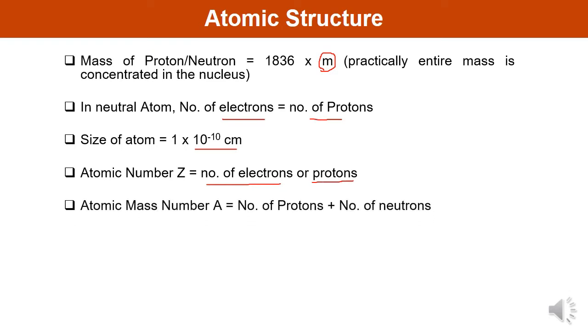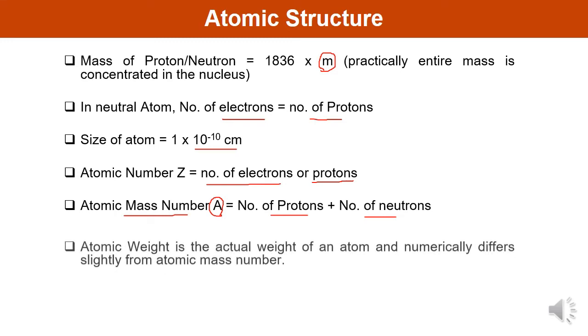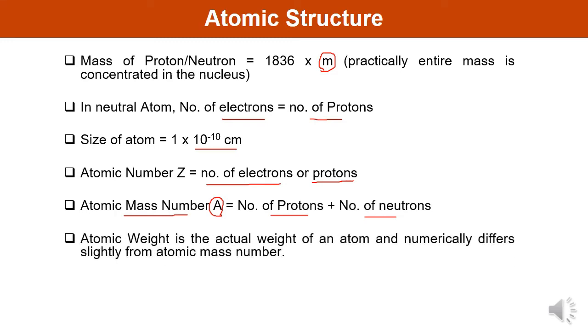There is one more term you have studied, which is the atomic mass number, represented by A. Atomic mass number is equal to the number of protons plus number of neutrons. There is one more term known as the atomic weight. What is atomic weight? It is the actual weight of the atom, and numerically it differs slightly from atomic mass number. So it is not necessary that atomic weight and atomic mass number of any atom are the same.